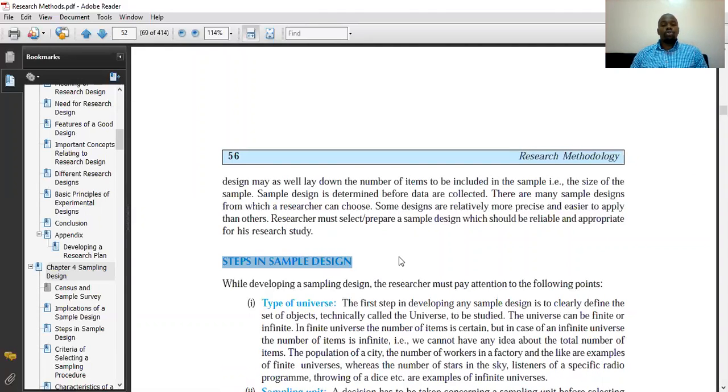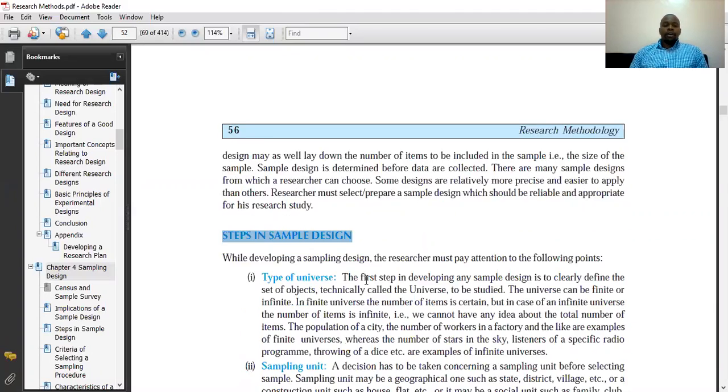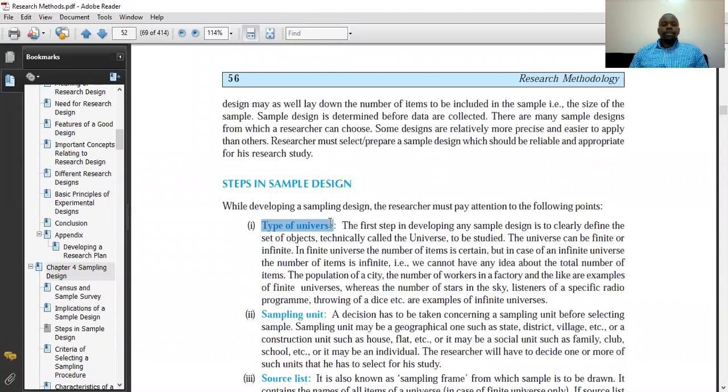What should you do as you plan to go out and choose a sample of people you want to give questionnaires to, in the case of that particular subject that I've given you? Okay, so what should you consider as you plan to go out and pick a sample? The first one is to consider the type of universe.